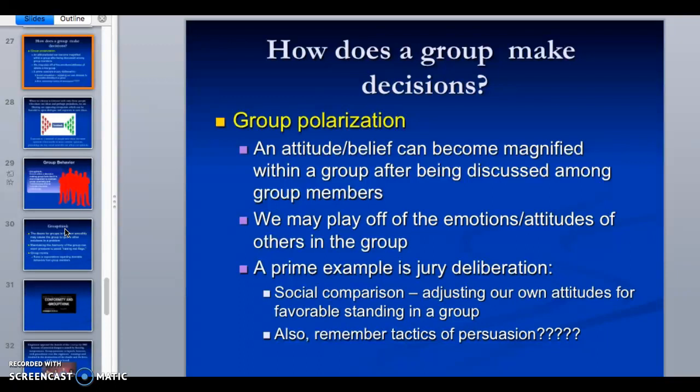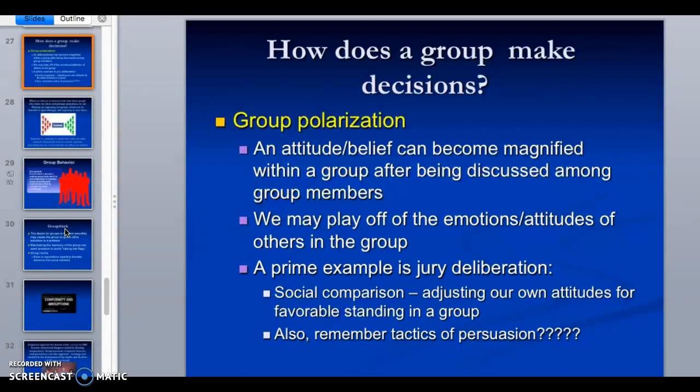So, we all have our individual ideas and opinions, but then we get together with the group and talk about it, and it's clear that certain members of the group feel strongly in one way. If they're strong characters and we think they really know what they're talking about, maybe more so than I do, even though I have an opinion, I might go along with them because they seem to really carry the weight of the group. So we play off of other people's emotions and attitudes in the group as we're discussing a topic. And a great example of this is jury deliberation.